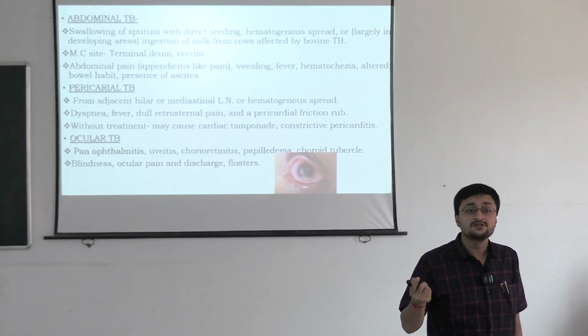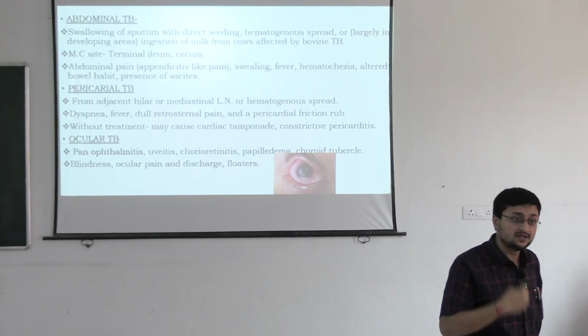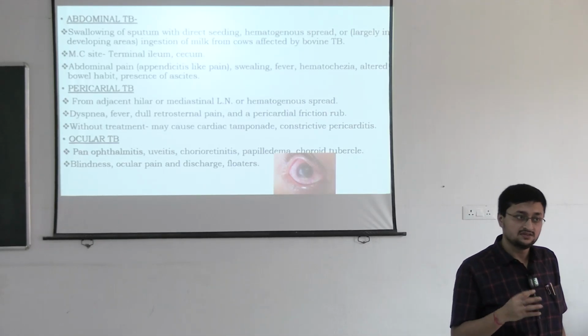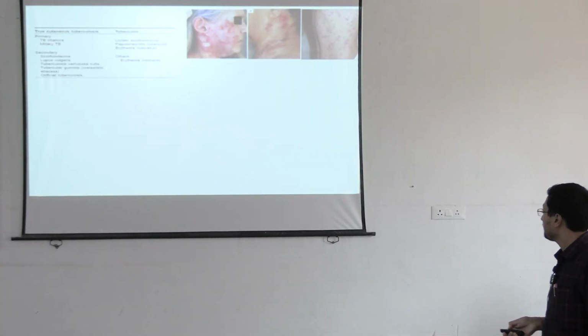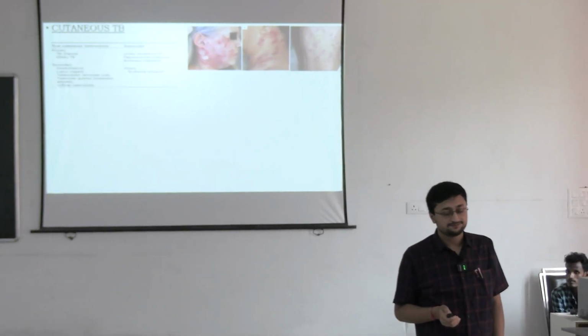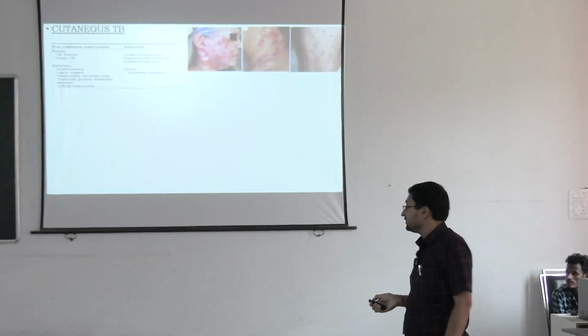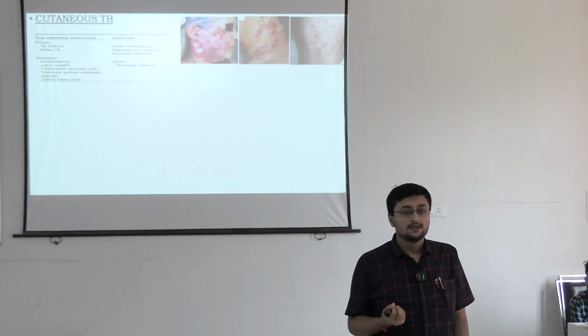So if a patient has ocular tuberculosis, then you have to see the other organs as well. Liver, lungs, the chances of these being affected are very high in ocular tuberculosis. This is skin or cutaneous tuberculosis. So yes, most importantly, the key manifestation.